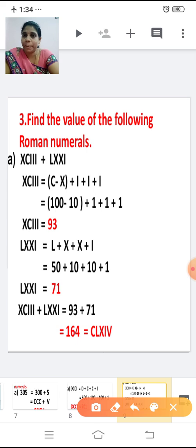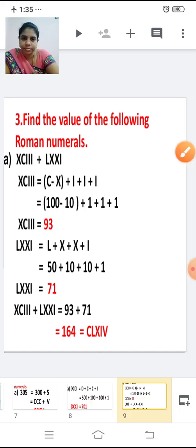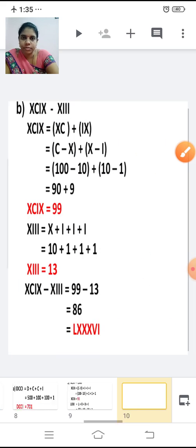First, for addition or subtraction of Roman numerals, convert them into Hindu-Arabic numbers. Then add or subtract. After that, change it again into Roman numerals. Next one.